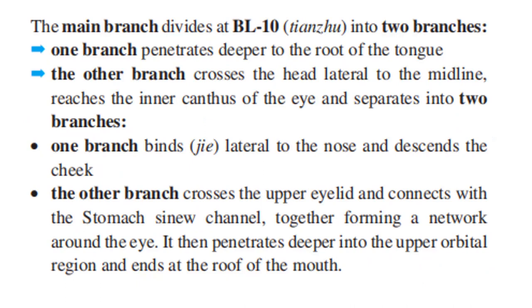The other branch crosses the upper eyelid and connects with the stomach sinew channel, together forming a network around the eye. It then penetrates deeper into the upper orbital region and ends at the root of the mouth.